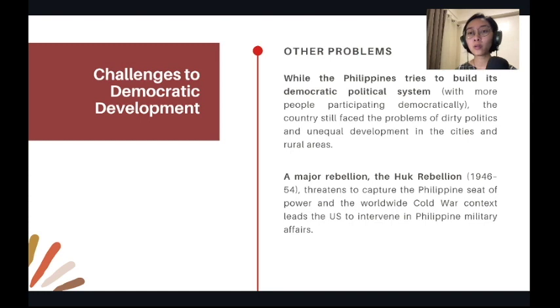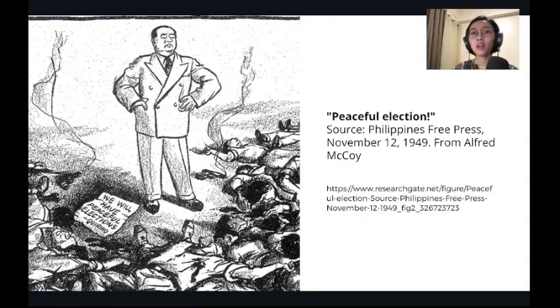Globally, the worldwide Cold War context leads the United States to intervene in Philippine military affairs. So, ang daming problema. Mag-rebuild ka na nga from the past war, eh ito may Cold War in the present, in the post-war period. How do you navigate these very complex issues in order to favor democratic development? It's very difficult.